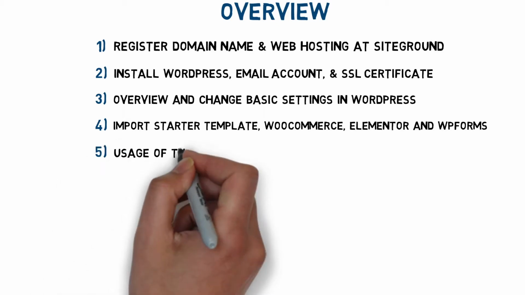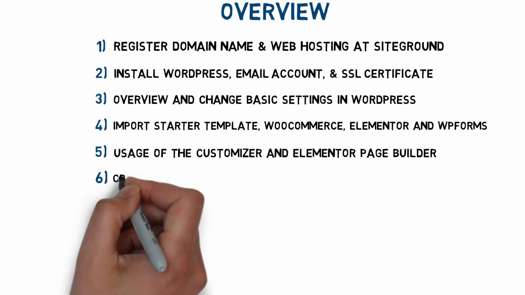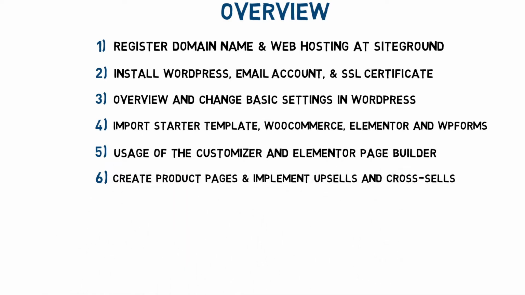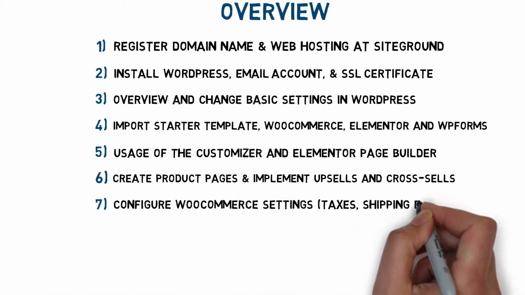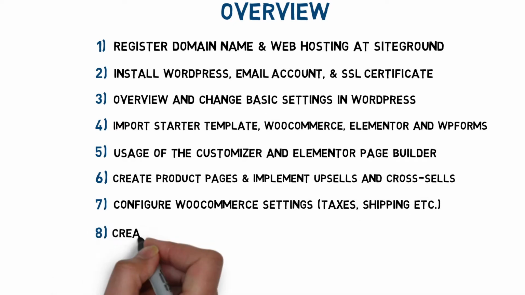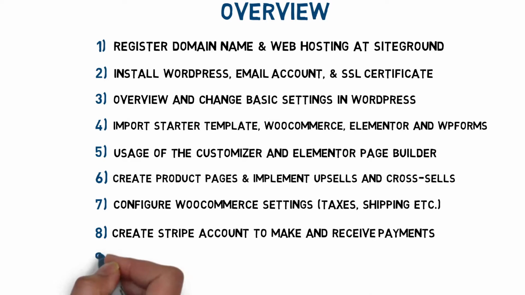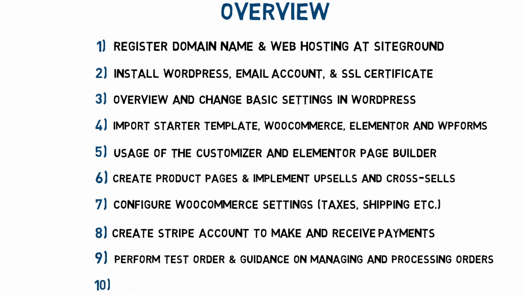After that, I will guide you through the customizer and Elementor Page Builder and change the appearance of our online clothing store. Then, I will show you how to create simple, variable and grouped product pages and how to implement upsells and cross-sells. Seventhly, we need to configure the WooCommerce settings, including taxes and shipping. Eighthly, create a Stripe account for making and receiving payments with WooCommerce. After that, we will perform a test order, and from there on, I will show you how to manage and process the orders. And at last, we have a quick summary of this tutorial and a conclusion.